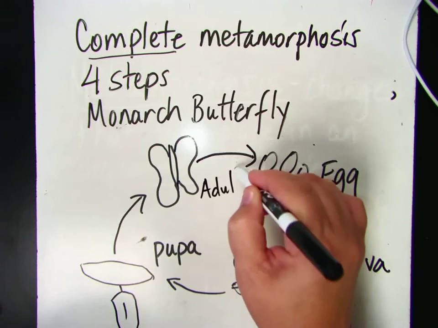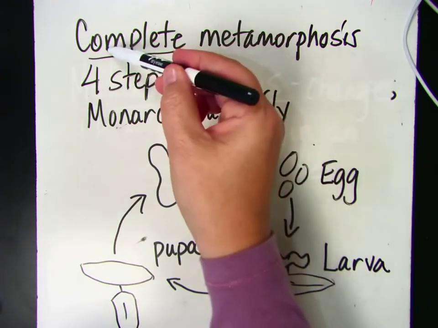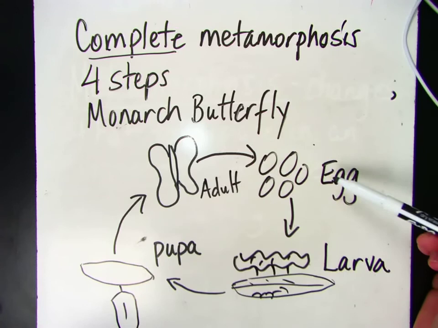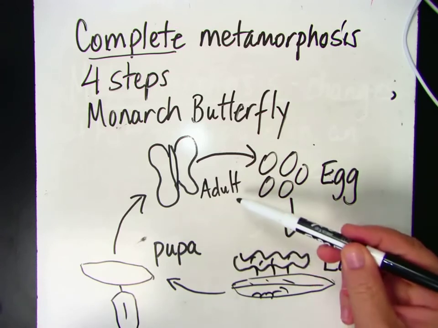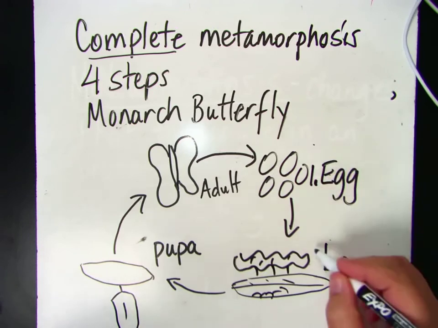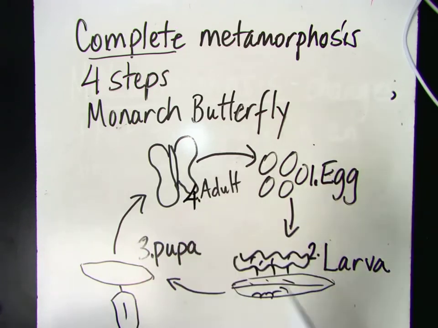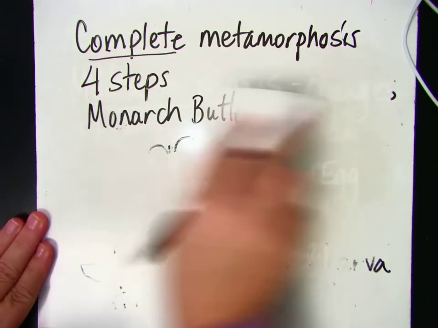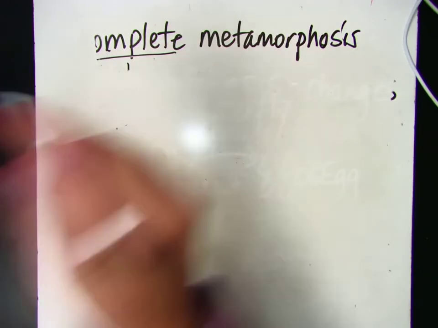Okay, so what you need to remember is that the 4 stages, or the 4 steps of complete metamorphosis, are egg, larva, pupa, and adult. So 1 is egg, 2 is larva, 3 is pupa, and 4 is adult. So that's complete metamorphosis.